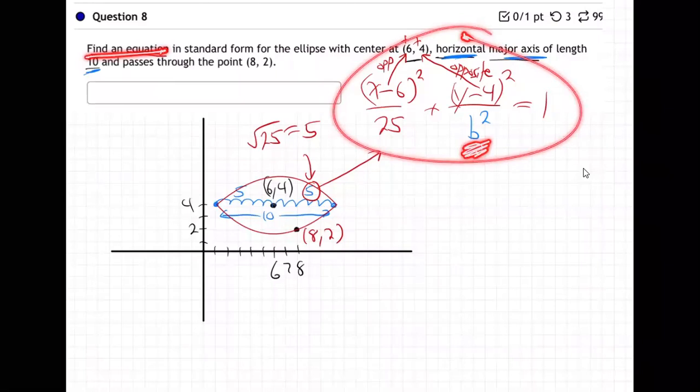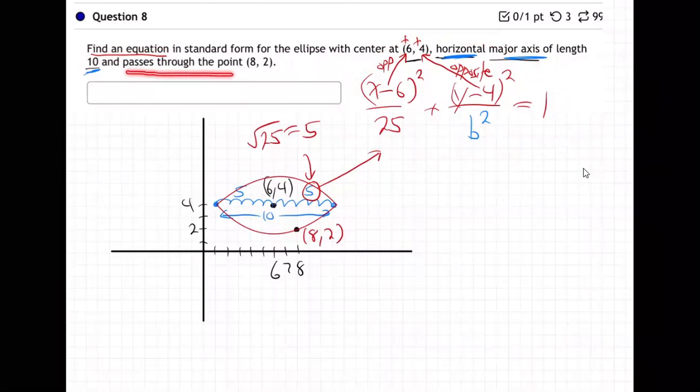We got the equation. Now, how are we going to find b? Well, we don't know right now. There's one fact we haven't used, and that is that it passes through the point 8, 2, right here. 8, 2 is on the edge of the hyperbola graph. I'm sorry, ellipse graph. Hyperbolas are coming next. This is an ellipse.